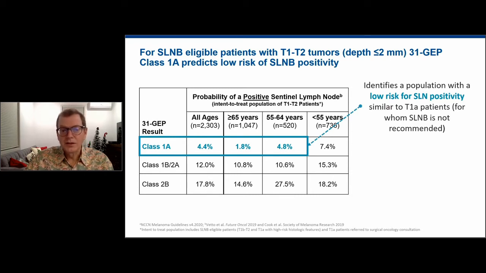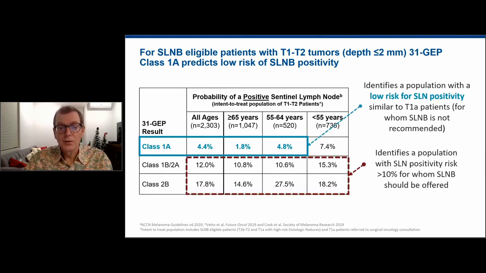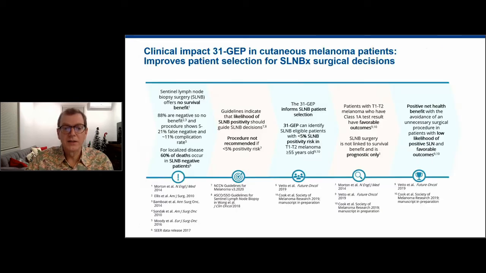So if you potentially could exclude these patients from sentinel lymph node biopsy, are there ones that you would definitely want to include? Well, really that's all your T1 and T2 patients who have anything other than a class 1A. And so the intermediate risk as well as the 2B, the highest risk, essentially those go up beyond the sentinel lymph node biopsy cutoff recommendation of 10%, where you would really want to strongly consider this particular assay.